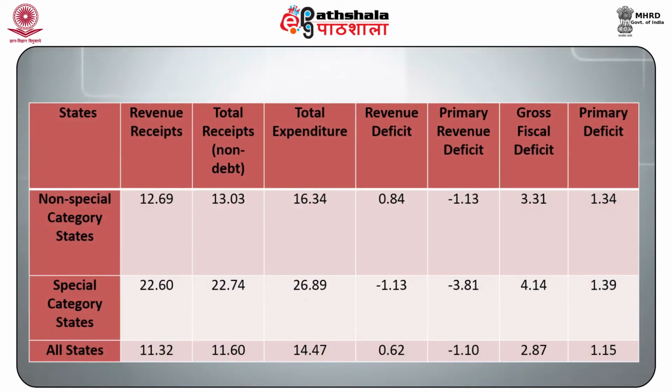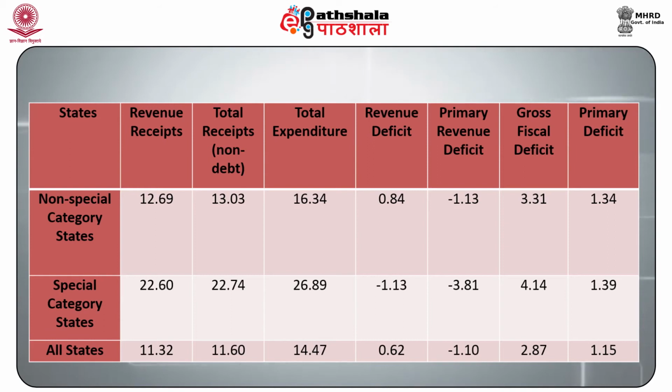We can see from this table that the total expenditure of the states during the period 1980-81 to 2012-13 had been higher than the total non-debt receipts. It has been 14.47% of the GDP as compared to 11.60% for the total receipts, leading to a gross fiscal deficit of 2.87% of GDP. However, the primary deficit was 1.15% of the GDP during this period.